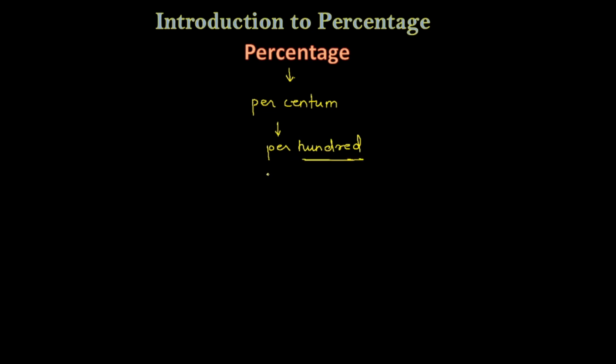So what does this word percentage mean? The word percentage is derived from a Latin word, per centum, which means per hundred. So to find a percentage of a given number or quantity, it is divided by 100. Percentage is denoted by the symbol % and read as percent. The symbol stands for 100, or you can say 1 upon 100. Let's understand this percentage by an example.